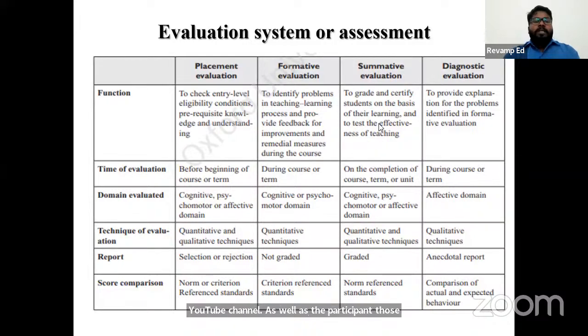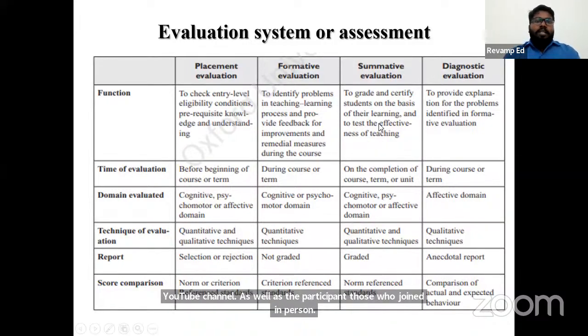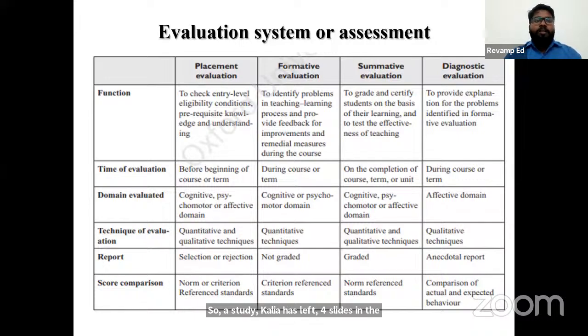Yesterday, Kalia left four slides in day one, so I'm continuing with it. He left off with the evaluation system, or assessment. Basically, an assessment or evaluation system is nothing but measuring the progress, what has happened so far from the learning.